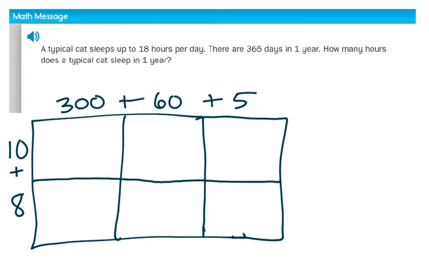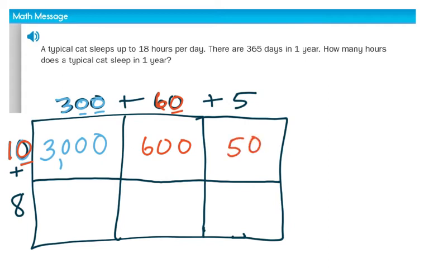Now, in order to do partial products, I can just multiply these extended facts. So 300 times 10 is just 3 times 1 is 3, and 1, 2, 3 zeros. Now I will take 10 times 60. 1 times 6 is 6 with 2 zeros. And then in that last column, 10 times 5 is 50.